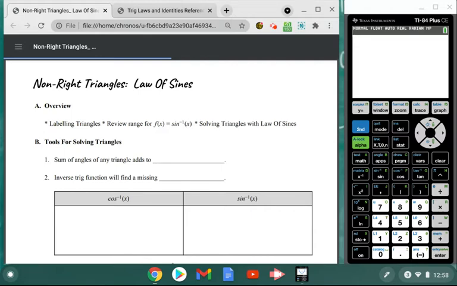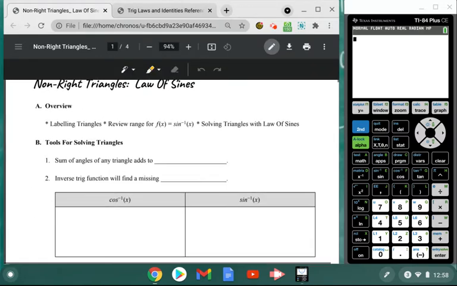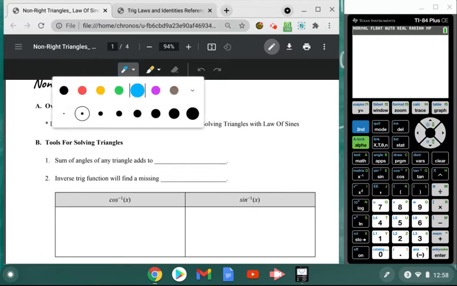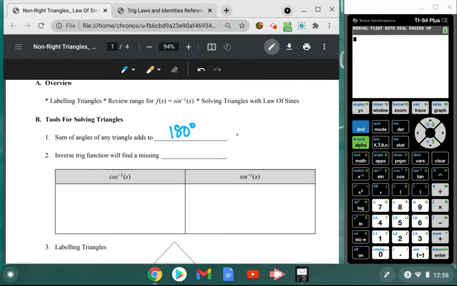So if I grab my pen here, we already have a few techniques. One of them is the fact that the sum of the angles in any triangle adds to 180 degrees. We also have inverse trig functions, and we can apply those, and we've done that to right triangles anyway, to find a missing angle. So these cosine inverse and sine inverse functions that I've got down below, I can write them as giving me an output of an angle measure theta.